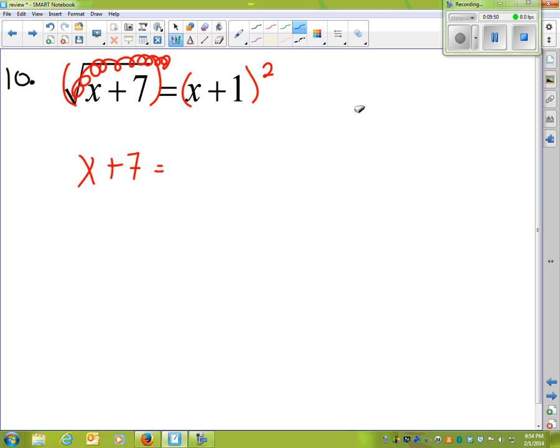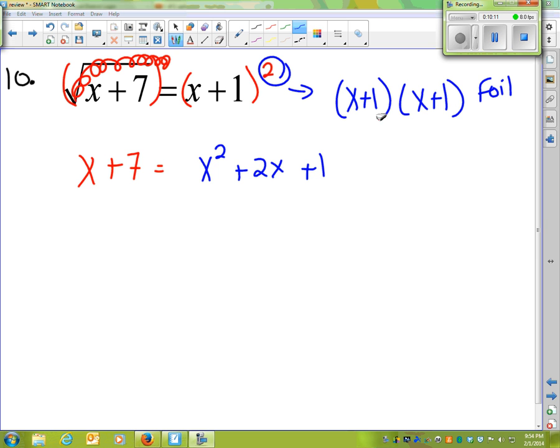This is the same thing as x plus 1 times x plus 1. This is x plus 1 twice. And when you have this written out, you get to FOIL. So I'm going to go ahead and push pause and FOIL this out. When you FOIL, bring it back into the original equation, x squared plus 2x plus 1. That came from FOILing. All right, I'm going to start solving.